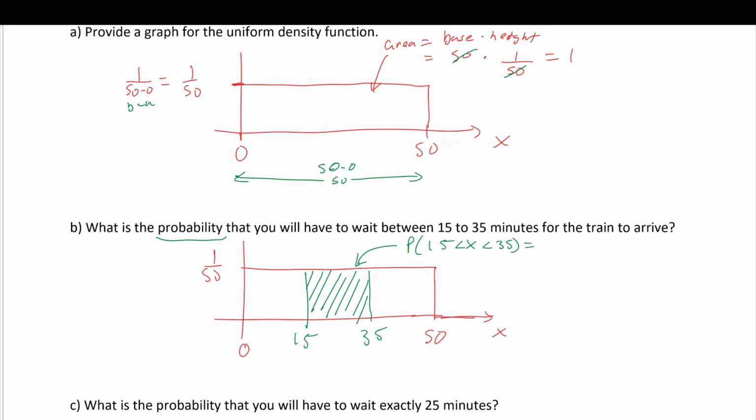Okay, so this area is what? Well, what's the base here in this case? What's this distance here? Well, at least, here it's the base times the height. In this case, the base: what's 35 minus 15? Isn't that the base? What does that give us? 20. What would be the height here? Well, it's 1 over 50.